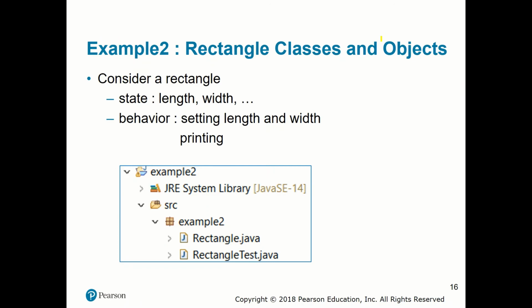Let's take a look at another example. Consider that you need a program with a rectangle, then maybe the states of the rectangle would be length and width. And possible behaviors of the rectangle are setting length and width or printing out the information. So here I made a package example 2. And under the package example 2, I made two classes. One is the rectangle class itself, and the other is rectangle test to test the rectangle objects.